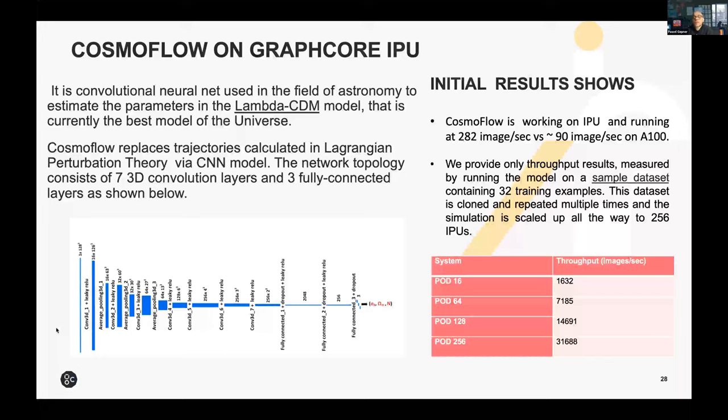So the result we achieved was 282 images per second versus the best published result we found on the NVIDIA A100, which was 19 images per second. And also our scalability was fantastic. You can see that this model can grow very nicely on the pod 16, pod 64, but also pod 128 and 256. We see very nice throughput and scaling capability of our architecture. And we believe that for the biggest models, when we operate on a big data set that we can redistribute very nicely on our architecture, we have a very compelling story.